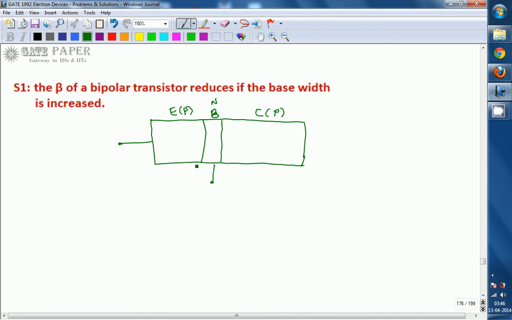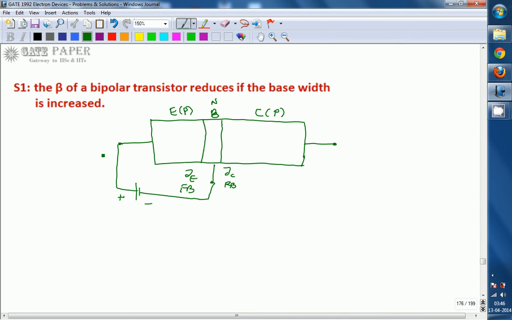This junction is a PN junction, called JE, and this is one more junction, called JC. One has to be under forward bias condition and the other under reverse bias condition. The emitter-base junction must be forward biased, and the collector-base junction must be reverse biased for normal operation. Forward bias means it will be connected with a voltage like this.